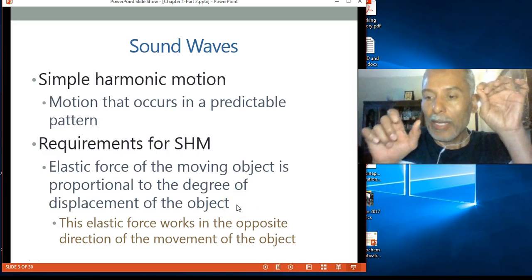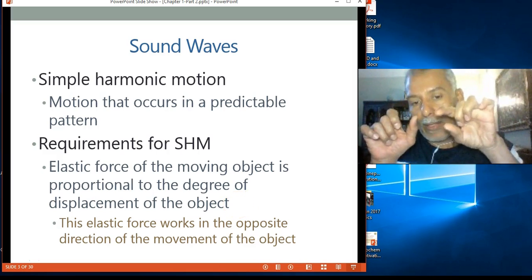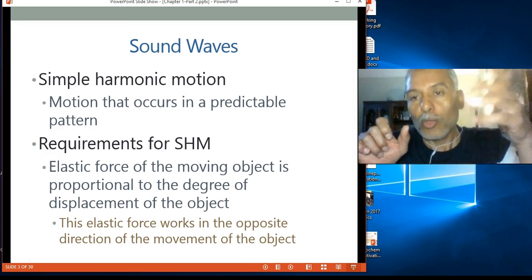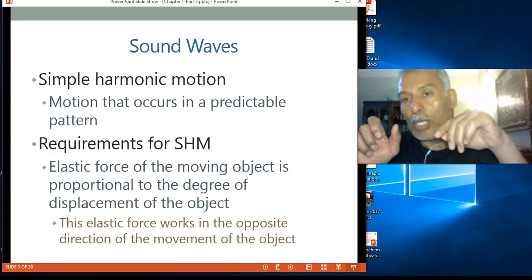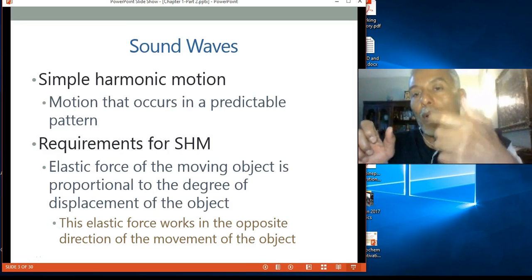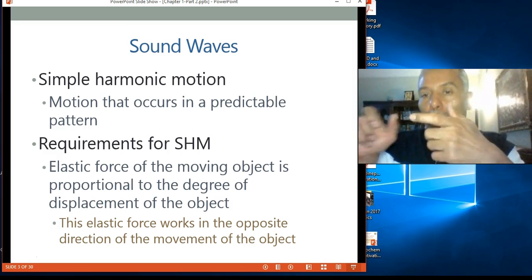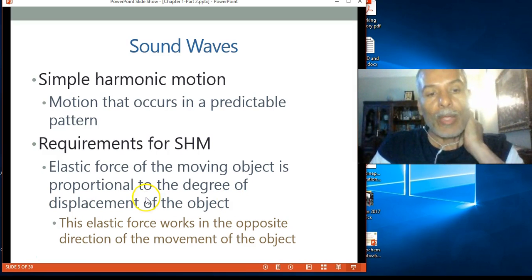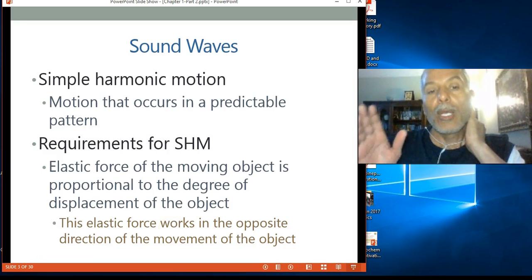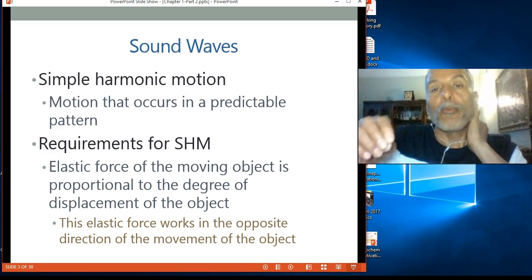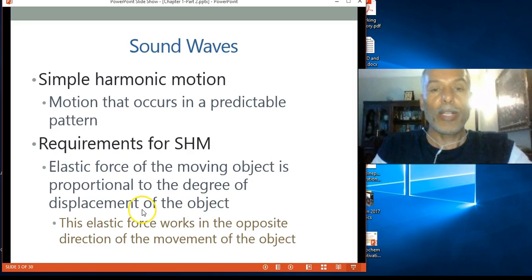Proportional means if you pull 1 inch, then there will be an increase by 1 unit of force, for example. If you pull 2 inches, it will be an increase in elasticity by 2 factors. And as you keep going gradually, you can predict it, you can calculate it. So also the other piece, as I mentioned, is that the elastic force is going to work in the opposite direction of your movement or of the movement of the object that is moving.